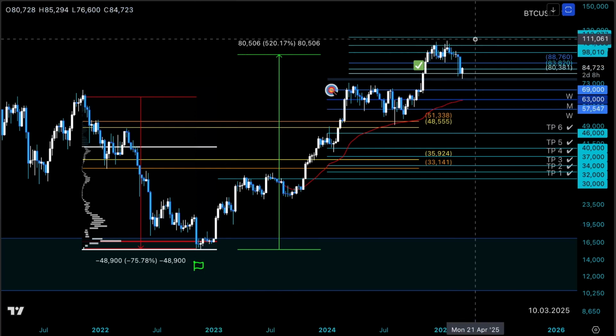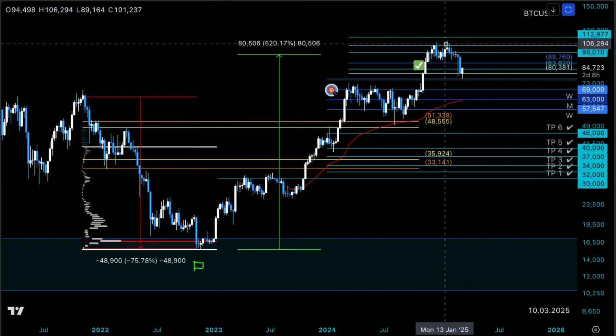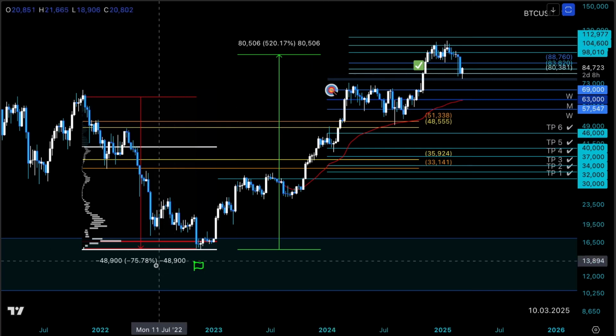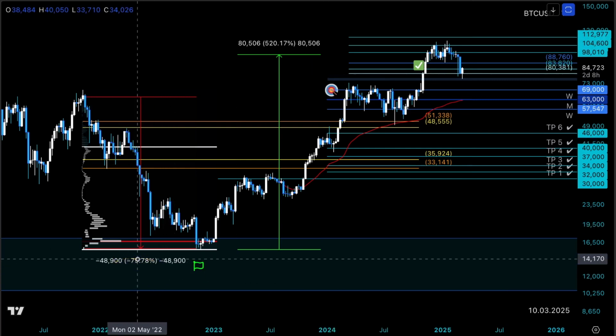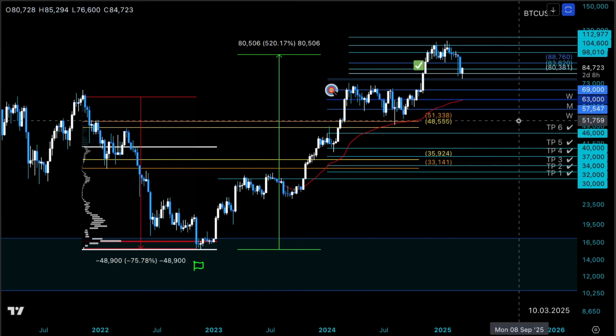So in the last episode, I added these targets and we reached near the final target, and we started dumping. So overall, from the bear market, a 75-80% dump. From the bull market, over 500% pump for the investors.